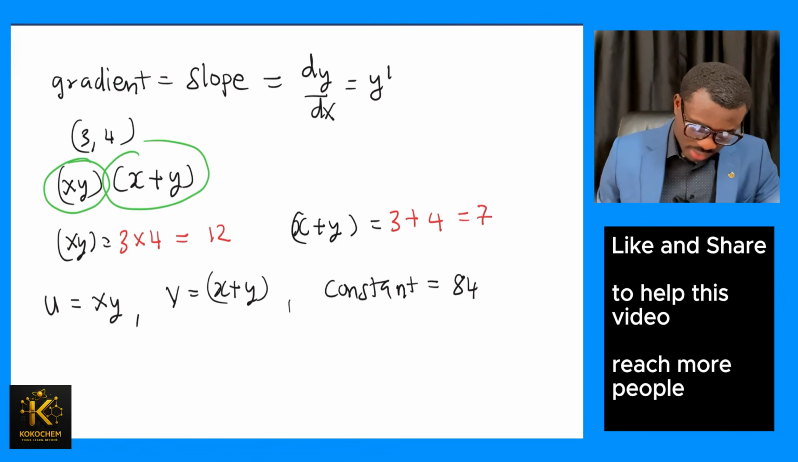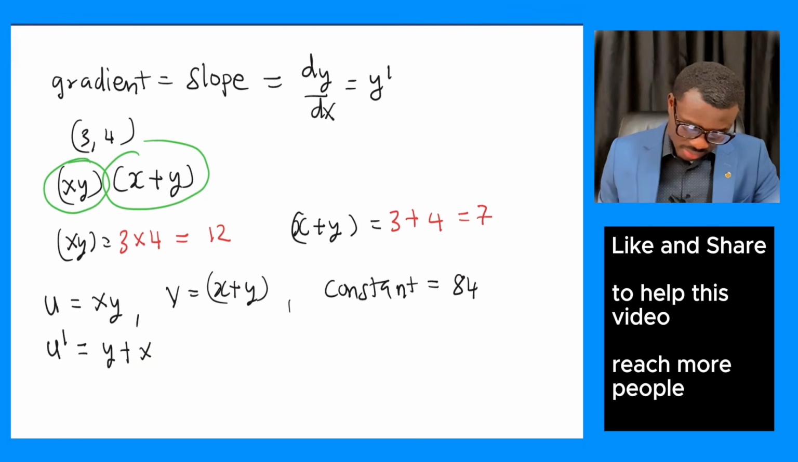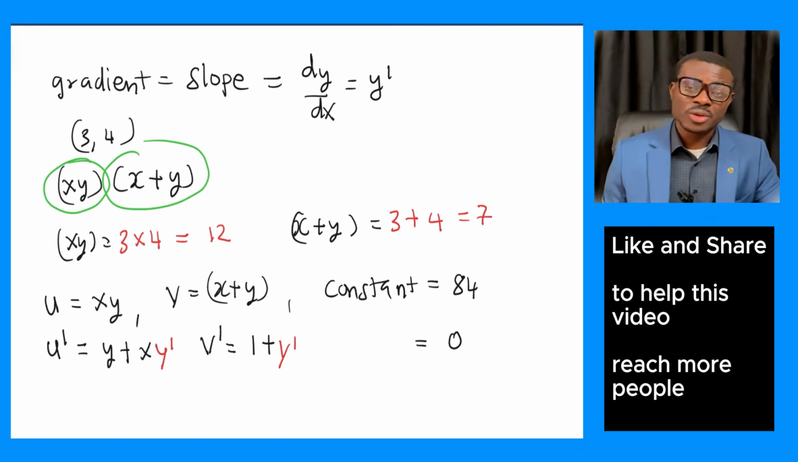So we will then differentiate u. So we will say u prime. If you differentiate xy with respect to x, you are going to get y, plus if you differentiate xy with respect to y, you are going to get x dy dx, which we are representing as y prime, okay? Don't forget that, because if you keep writing dy dx, you will waste your time. So you have x y prime. The next one is to find v prime. If you differentiate x, you get 1, plus if you differentiate y, you get y prime. If you differentiate a constant, you get 0. That means the whole equation will be equal to 0.